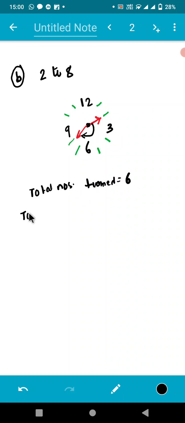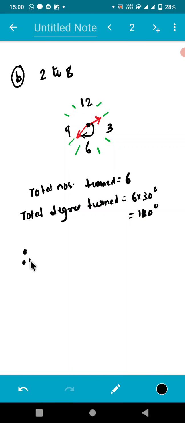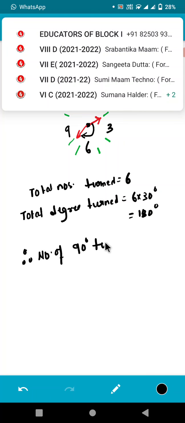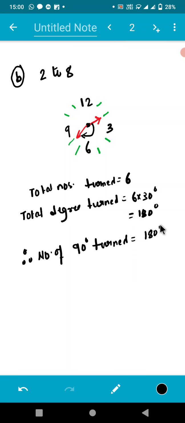So how much degrees? The total degree turned would be 6 into 30 degrees, which equals 180 degrees. Now to know how many 90 degree turns, the number of 90 degree turns would be equal to 180 degrees divided by 90 degrees. So if you reduce it, you get the answer as 2. Okay. Now let's move on to sum number C.